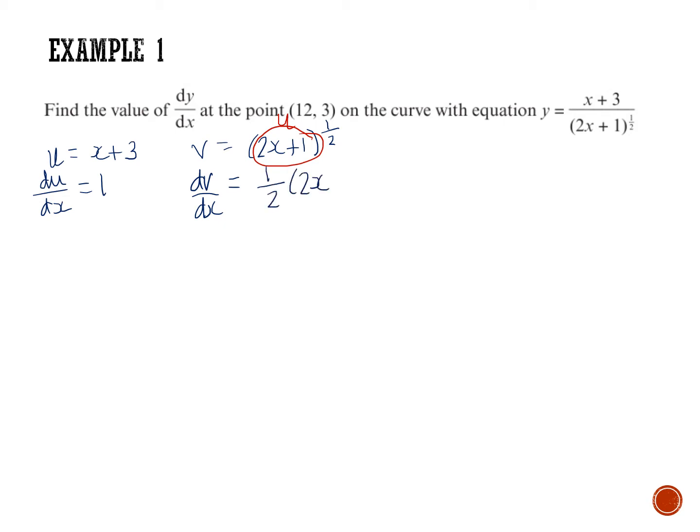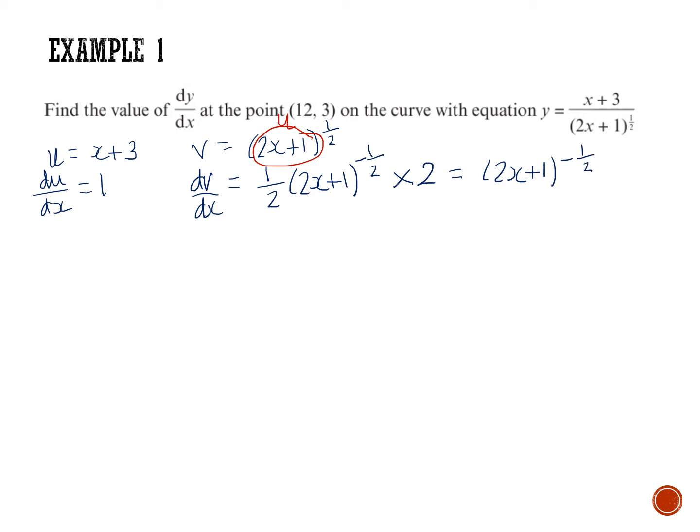Remember, it'd be a half u to the minus a half, but the u is just the bracket. Big times sign, okay? So remember, by the chain rule, u must be multiplied by du/dx, or the derivative of what is in the bracket. The 2 and the half cancel. So what do I end up with? I end up with (2x plus 1) to the minus a half.